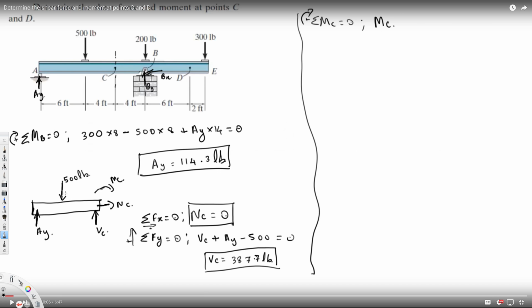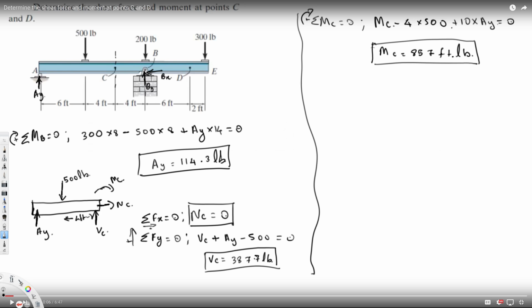So MC, then we have 500 pushing this object counterclockwise, and this distance is 4 feet, so I'm going to have minus 4 times 500. Then Ay is pushing this object clockwise, at 10 feet, so it's going to be plus 10 times Ay. We know Ay already, and this equals 0. From this I can calculate MC. It comes out to be 857 foot-pounds. So that's my answer. And now we are done with C.